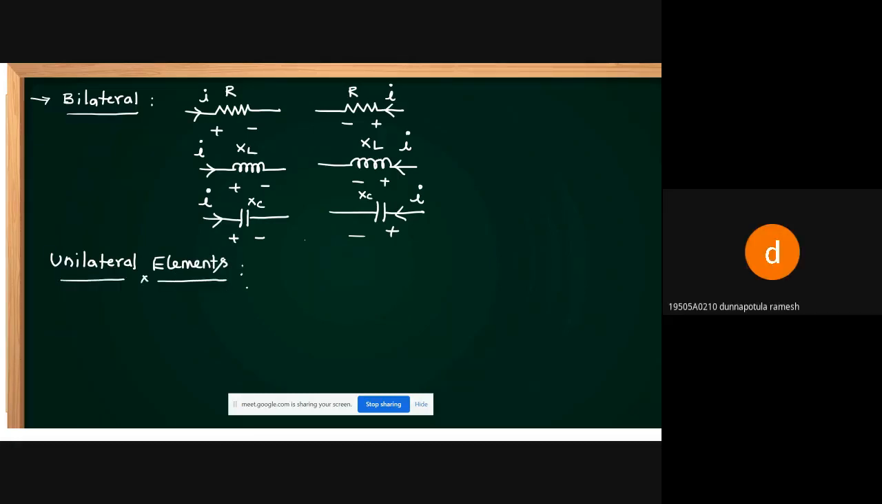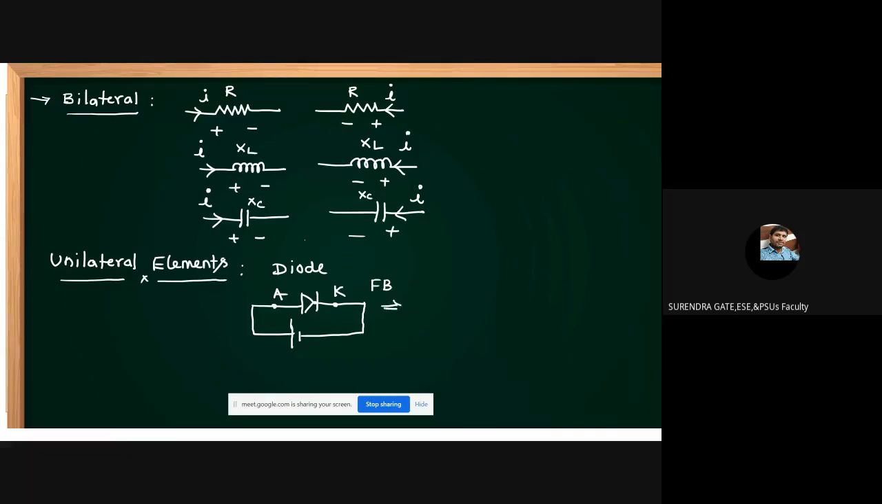Diode. For example, let us consider a diode. If the diode is under forward bias condition, this is the anode and this is the cathode. Anode is connected to high potential, cathode is connected to low potential. Then the diode is treated as being under forward bias condition. You know this one, this minimum knowledge.